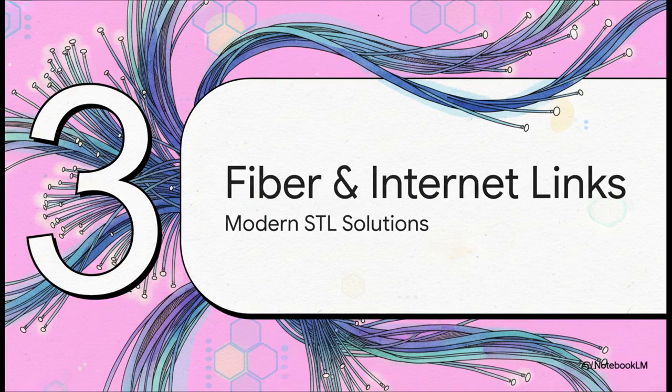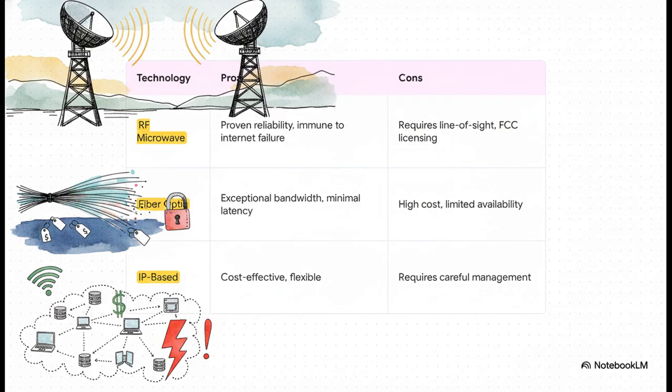But of course, technology never, ever stands still, right? So let's fast forward to the modern era and see how things like fiber optics and internet-based links are tackling that very same problem. So this really lays out the choices engineers have today. You've still got the classic RF microwave, that's kind of the gold standard for pure, bulletproof reliability. Then you've got fiber optic, which gives you insane bandwidth and practically zero delay, but it costs a lot and you can't get it everywhere.